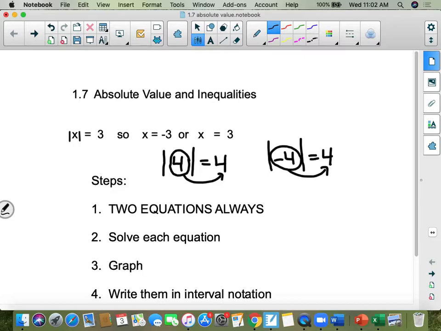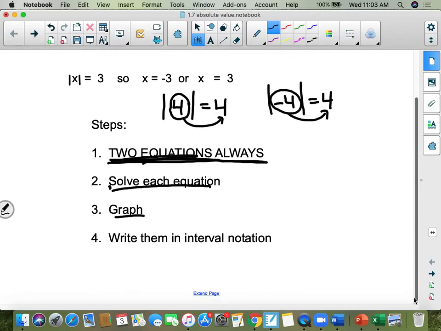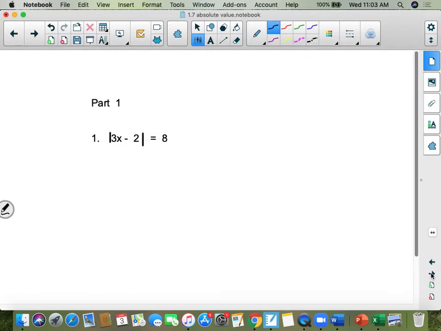It needs to come out to be positive. So whenever you're doing absolute value, remember you need two equations. You're going to come up with your two equations, solve them, graph them, and write them in interval notation. So those are the steps. If there is no inequality, it's just an equal sign, you still need to break it up into two equations. And here's how to come up with your two equations.